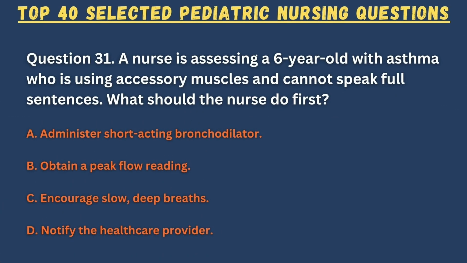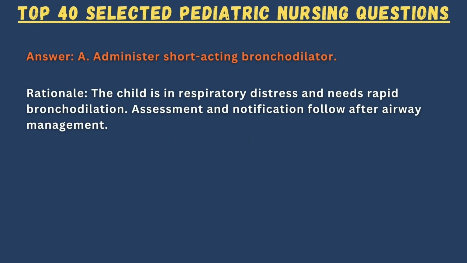Question 31. A nurse is assessing a 6-year-old with asthma who is using accessory muscles and cannot speak full sentences. What should the nurse do first? A. Administer short-acting bronchodilator. B. Obtain a peak flow reading. C. Encourage slow, deep breaths. D. Notify the healthcare provider. Answer. A. Administer short-acting bronchodilator.